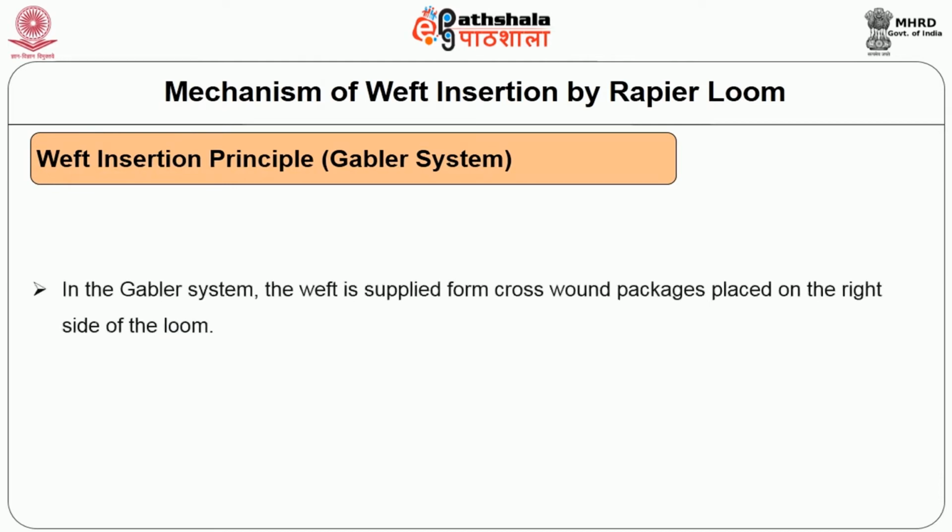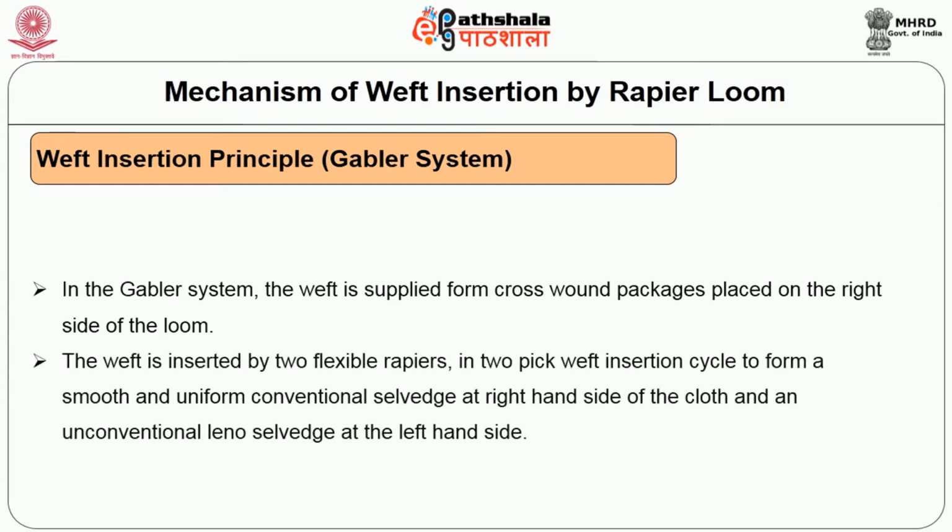In the Gabler system, the weft is supplied from cross-wound packages placed on the right side of the loom. The weft is inserted by two flexible rapiers in two-pick weft insertion cycle to form a smooth and uniform conventional selvage at right hand side of the cloth and an unconventional lino selvage at the left hand side. The cyclic operation of weft insertion is shown in stages in figure 2 from A to I.